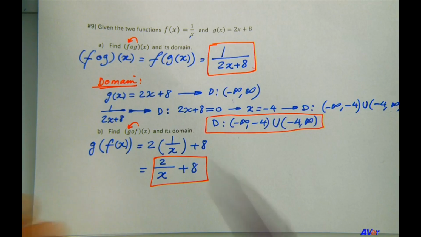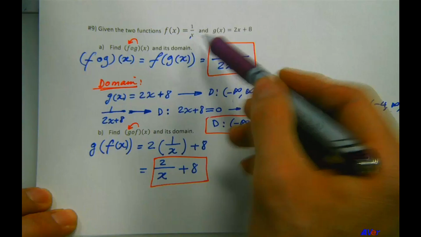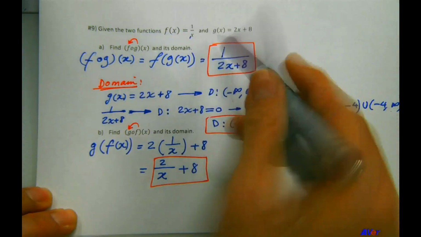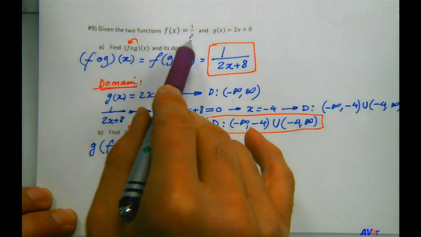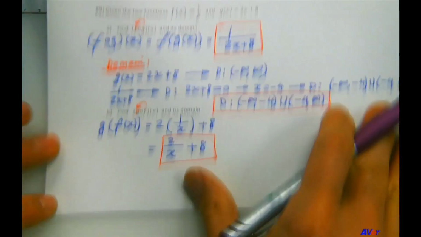Now, what function went into which function? It was f that went into g, right? So what is the domain of the function that went into another function? So let's find the domain.